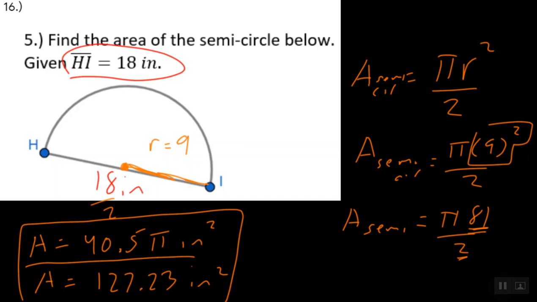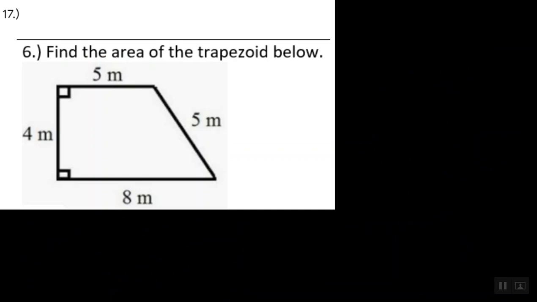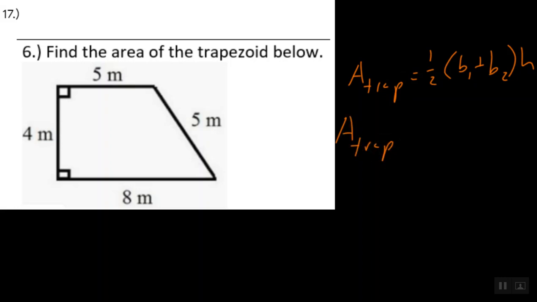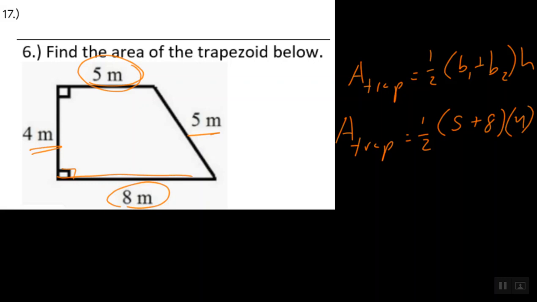Let's move forward. Alright, problem 17 says find the area of the trapezoid below. Well, we're in luck. We know that the area of a trapezoid is equal to 1/2 times base 1 plus base 2 times the height. And I'll simply help you plug this in, and you will solve it from there on your own. So we have 1/2 times, it looks like our top base is 5 plus our bottom base is 8 times our height. And so the only tricky thing here is which one is the height, the 4 or the 5? Well, of course, it's going to be the 4, the side that is perpendicular to the base.